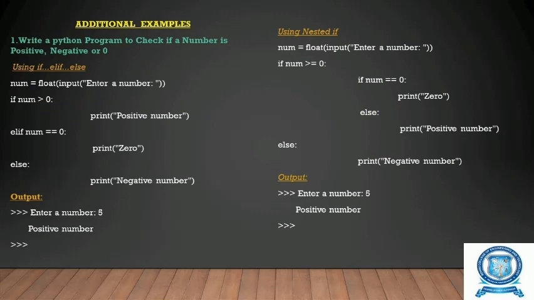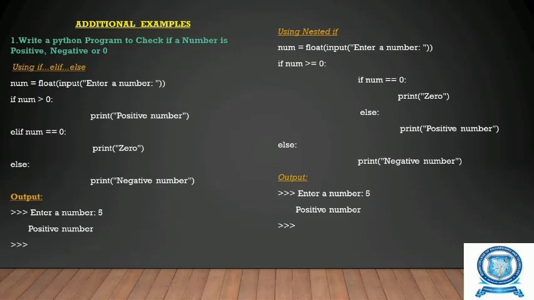Write a Python program to check if a number is positive, negative or 0. So we can write this program in two ways: using if, elif and else, and also using nested if. First we are seeing about using if, elif, else.